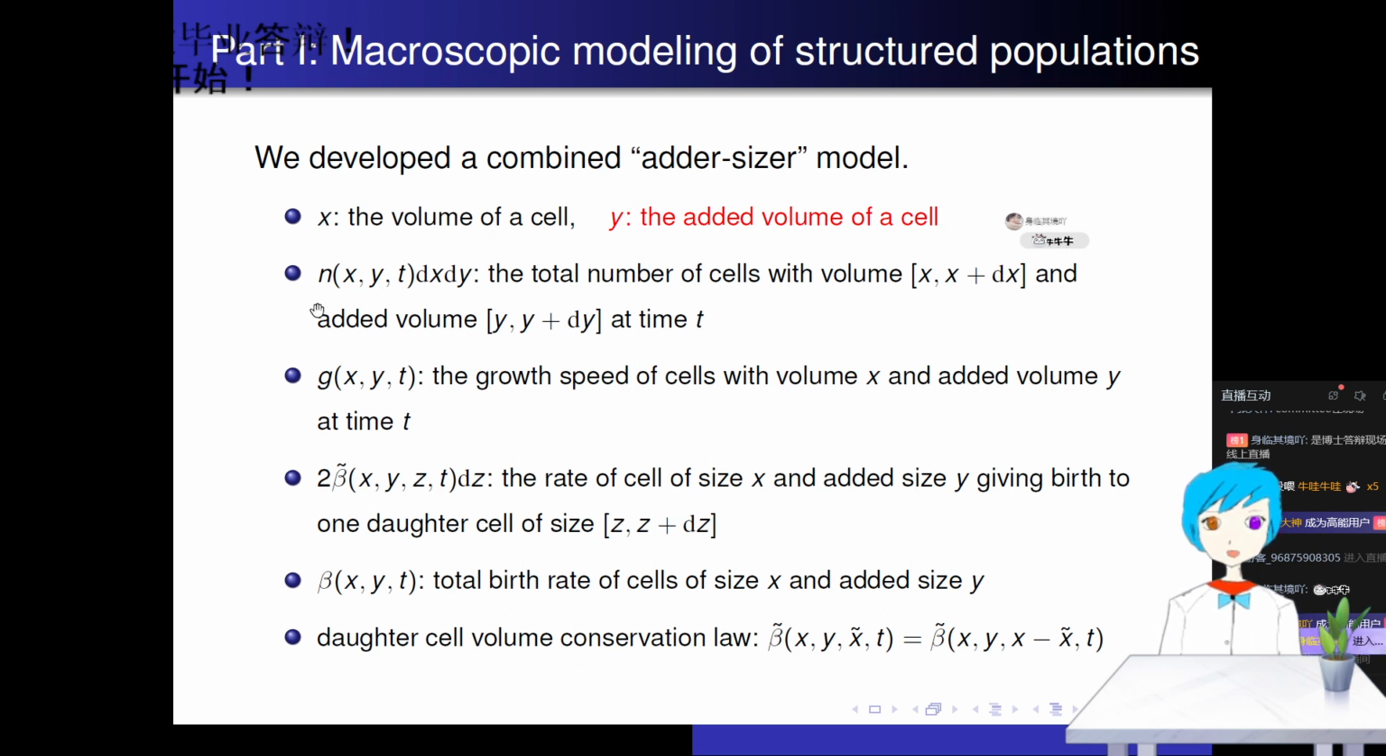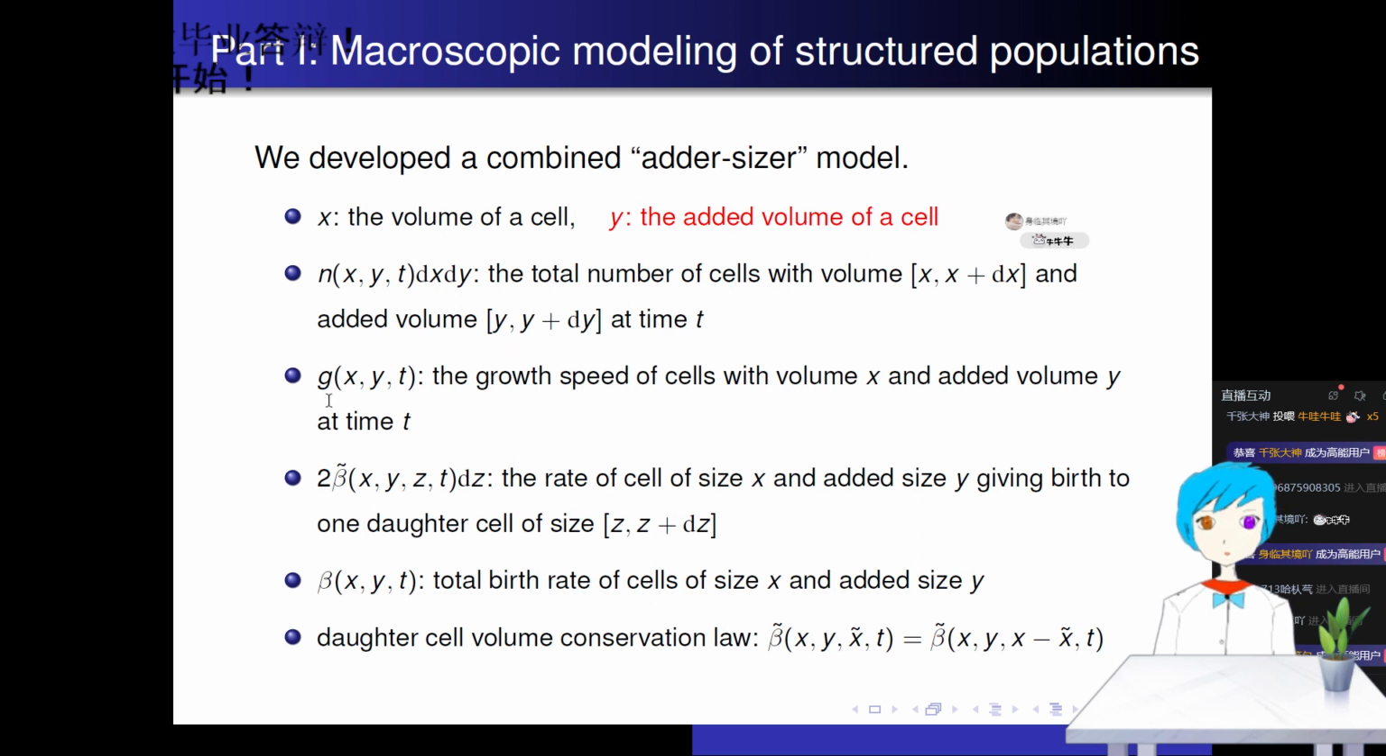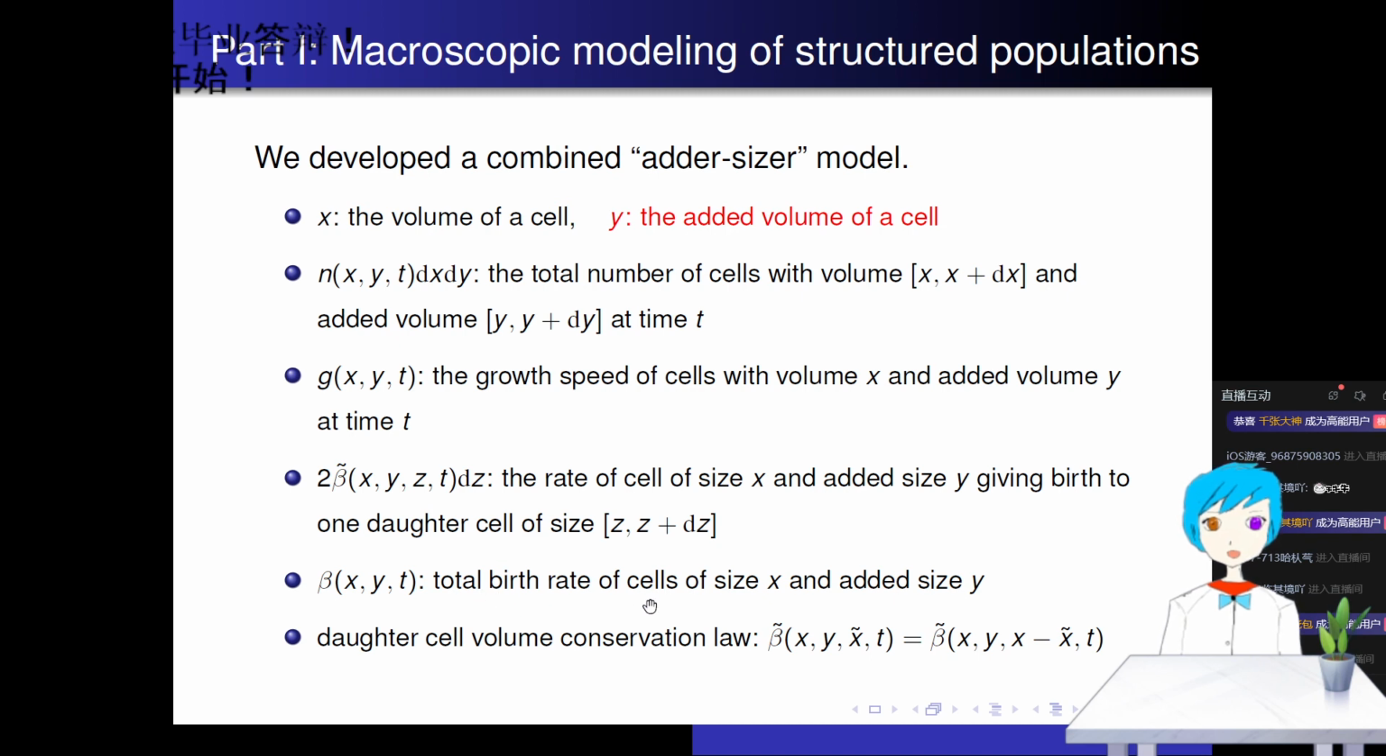For the macroscopic level, we track the cell density, which is the total number of cells with volume X and added volume Y. We have the deterministic growth rate G. So the cell growth is dx, the volume growth equals G dt. We also have the division rate beta, as well as the birth rate delta beta. So delta beta is the rate of a cell of size X and added size Y giving birth to a cell of size Z.